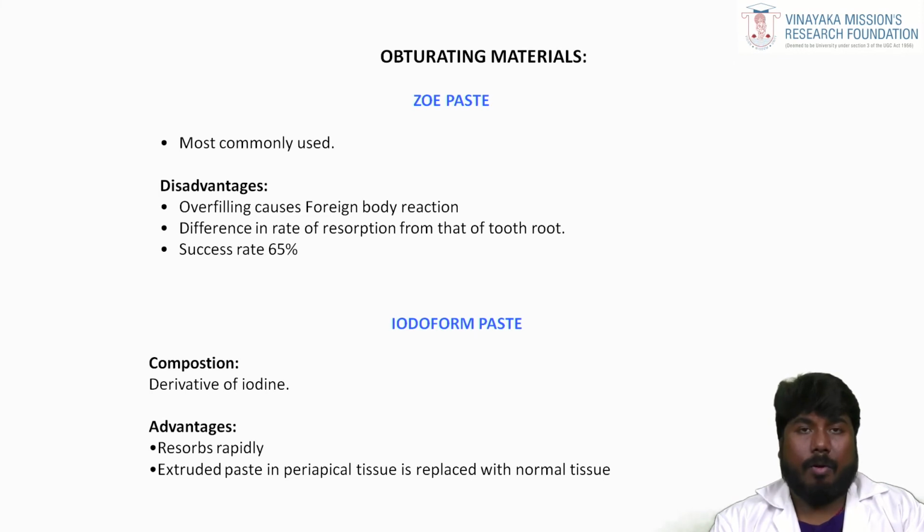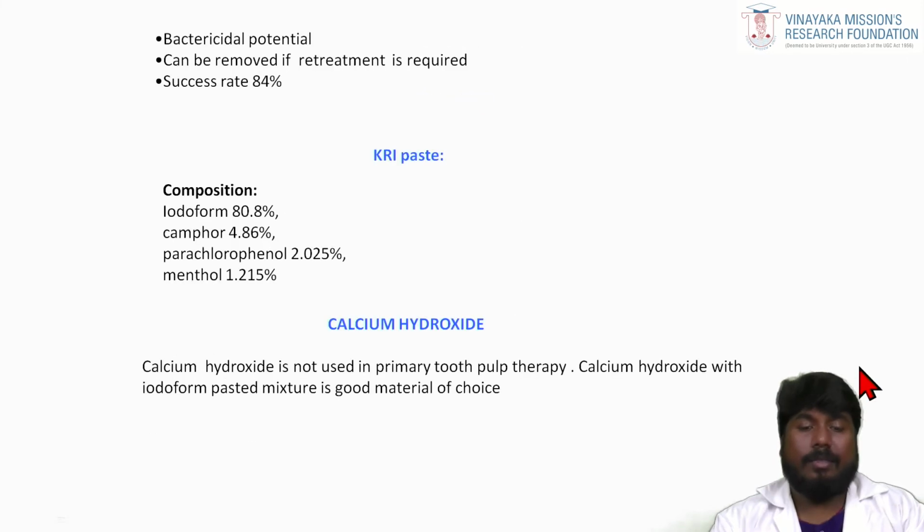65%. Then iodoform paste. It is a composition of iodine derivatives. Advantages: it resorbs rapidly. Extruded paste in the periapical tissue is replaced with normal tissue. It is bactericidal, and can be removed if any retreatment is required. Success rate is 84%. KRI paste. Its composition is iodoform, camphor, parachlorophenol and menthol.